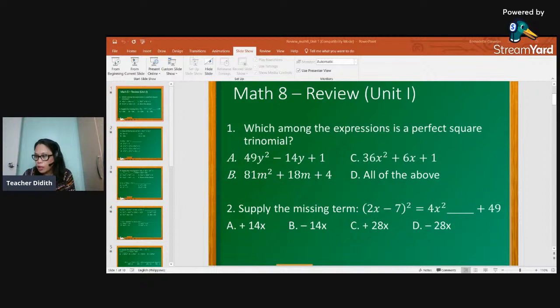Okay, minus 28x ang sagot. Okay, that's correct dyan. Okay, sige. Very good, grade 8.